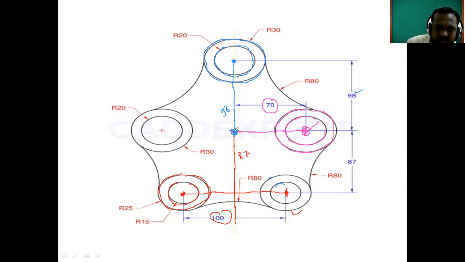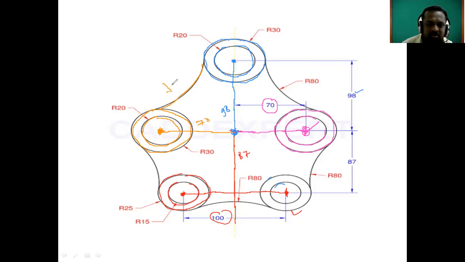From this point again we have to draw one horizontal line at a distance of 70 mm here. Again we will get the center point for this circle, and we can easily draw this circle. That means all the circles we have drawn, and then how to draw this curvature part, this curve?